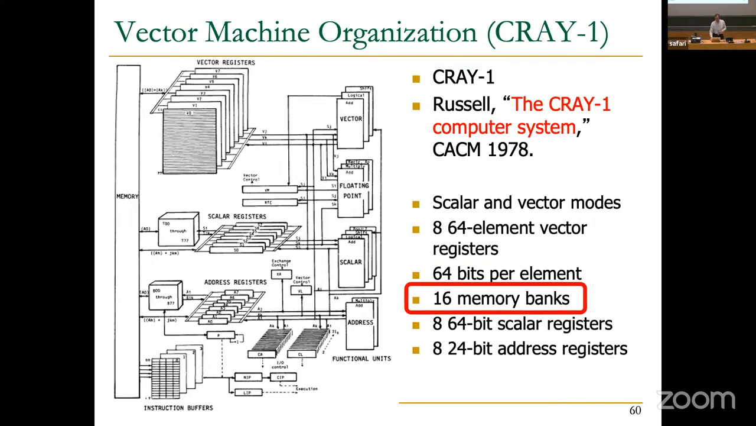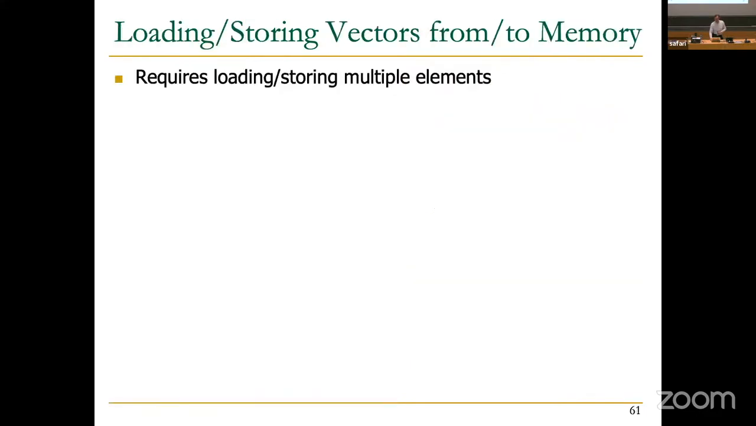Okay, let's talk about memory banks, because this is going to be important. How do you load and store vectors from and to memory? This requires loading and storing multiple elements. You don't want just a single element. We want many elements, and we want to sustain a throughput, right? We saw that the throughput of the functional units can be 1 element per cycle really easily. Now, how do you ensure that memory gets you 1 element per cycle, every cycle, because we're going to be loading millions and billions of elements potentially, right?